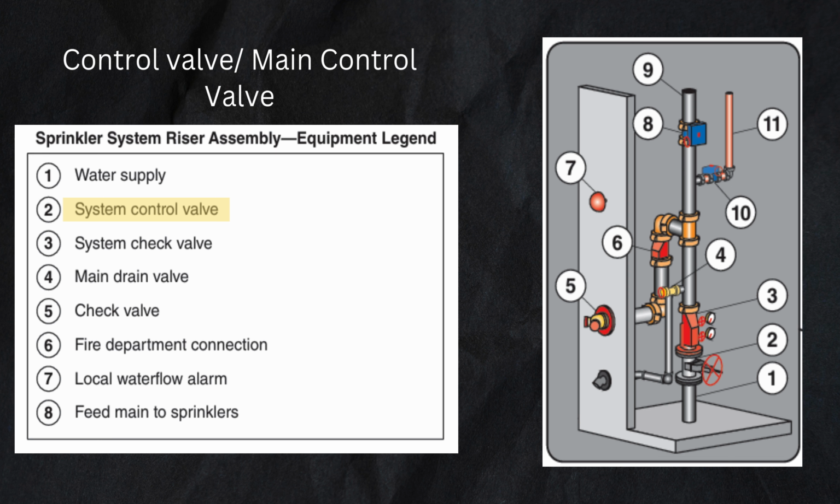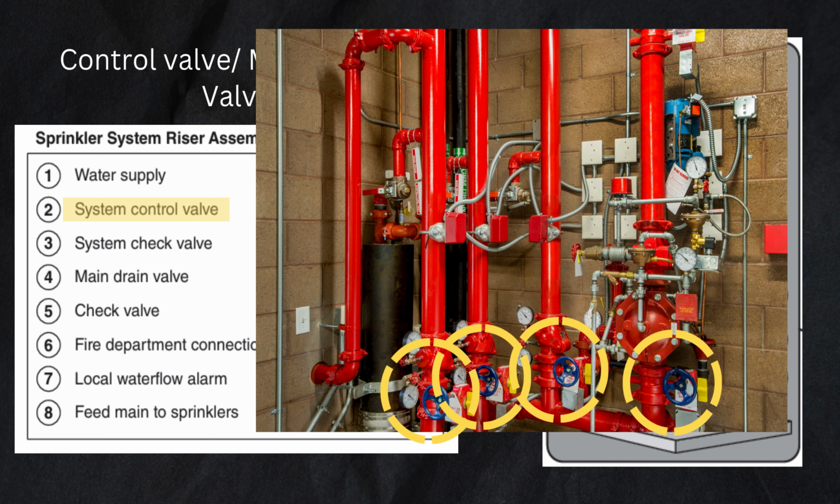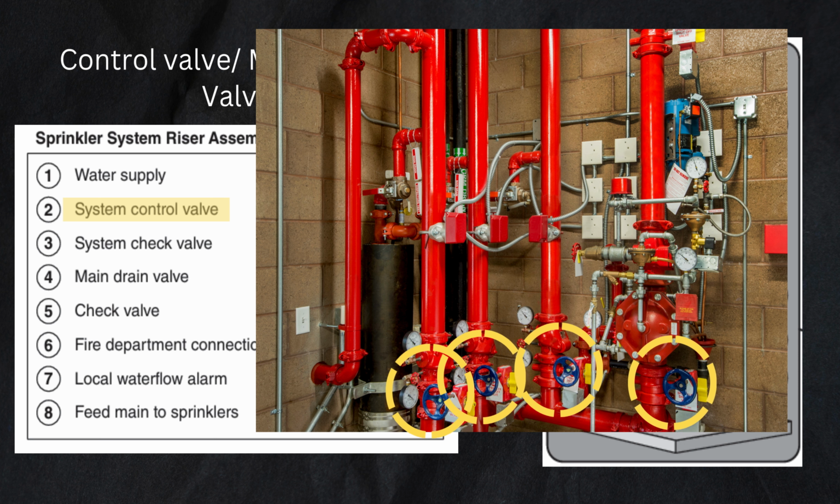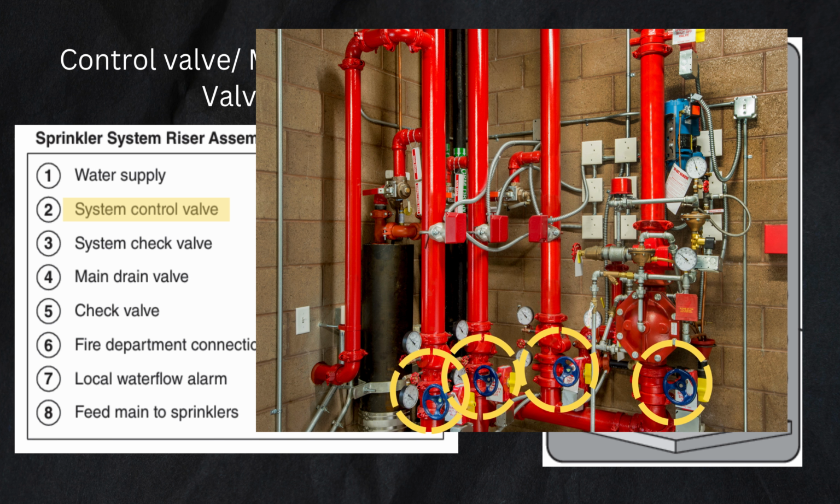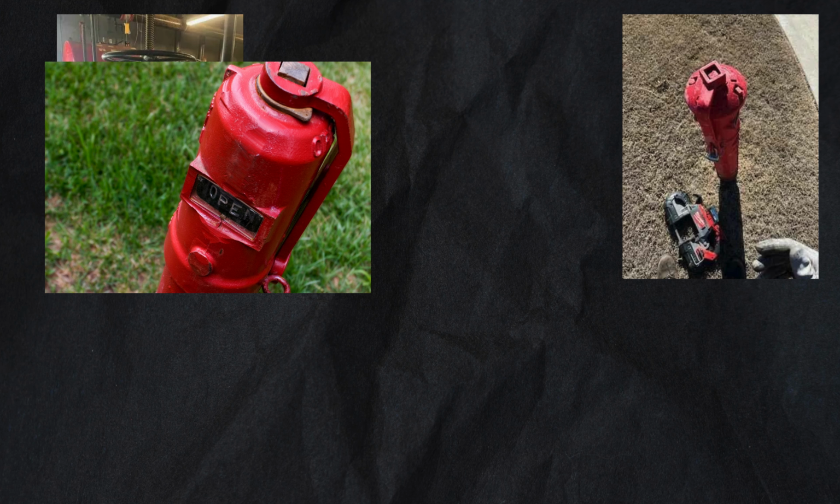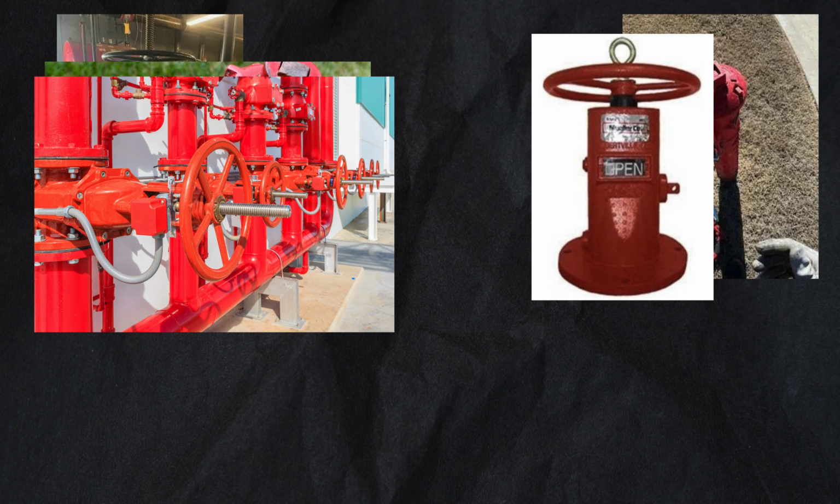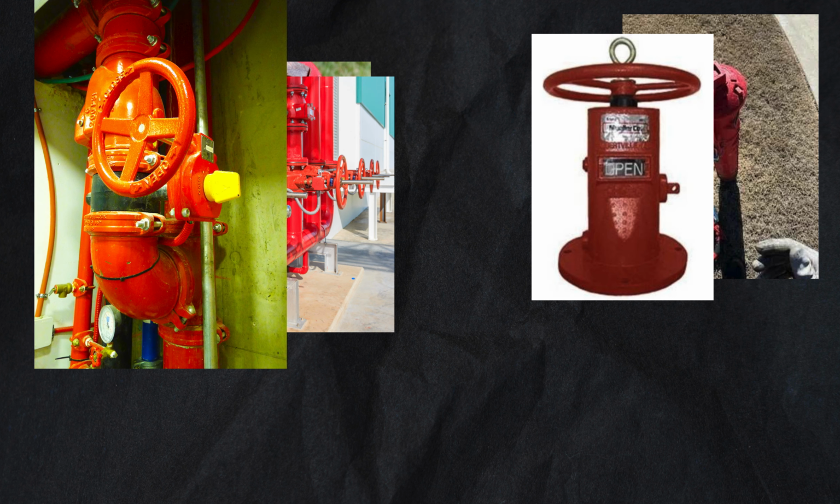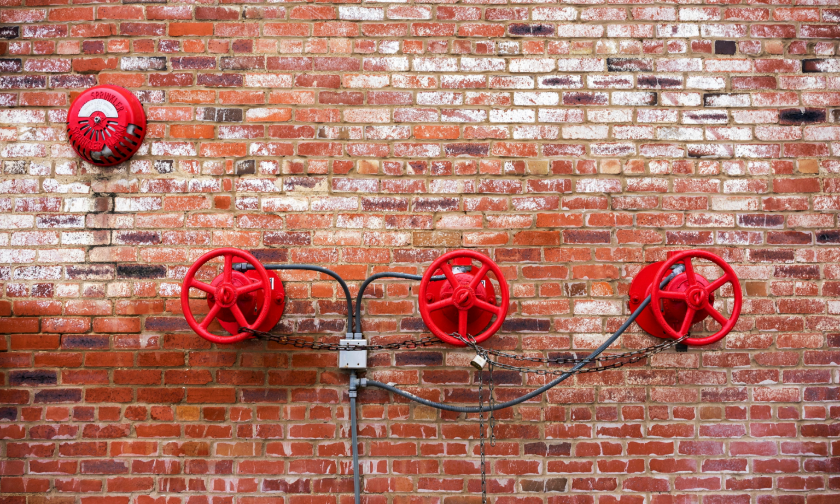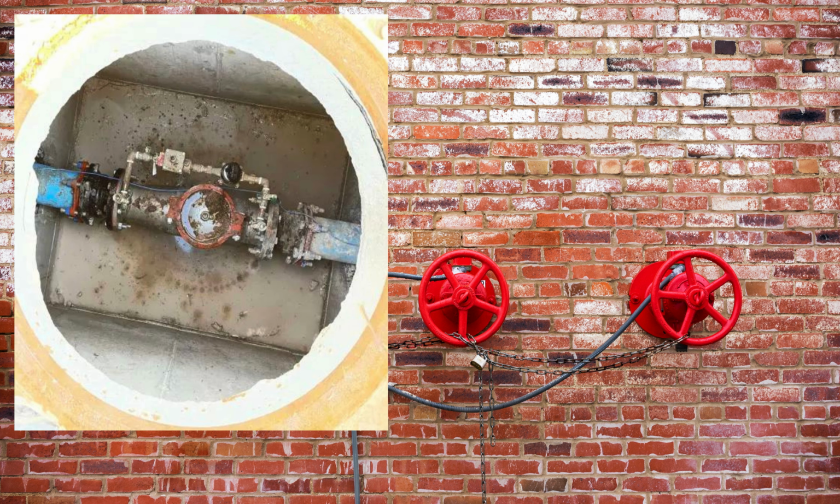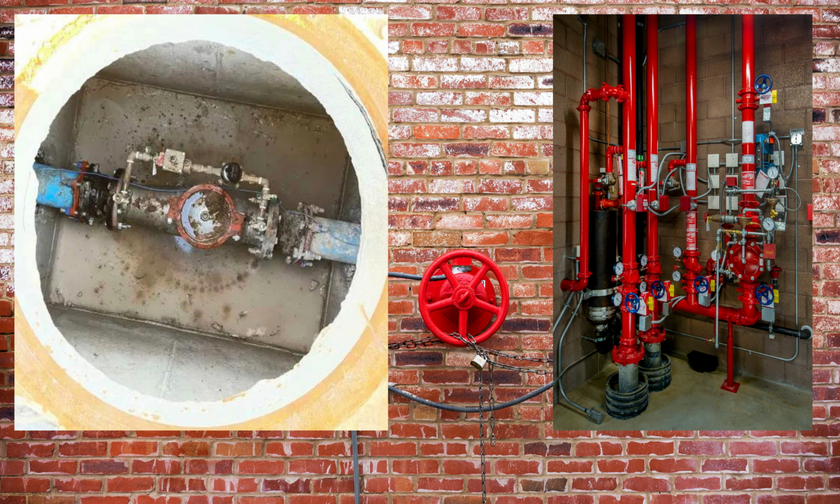The fire sprinkler control valve is the main shutoff valve for a sprinkler system. It controls the flow of water from the water supply into the system's piping. It's usually a post indicator valve, PIV, OS and Y gate valve, or butterfly valve. It must be open for the system to work, clearly marked and easily accessible for firefighters and inspectors. Often located in a water vault, hot box, pit, or inside a riser room. By closing this valve, the entire sprinkler system can be isolated for maintenance or emergencies.